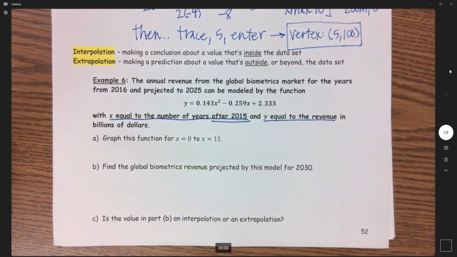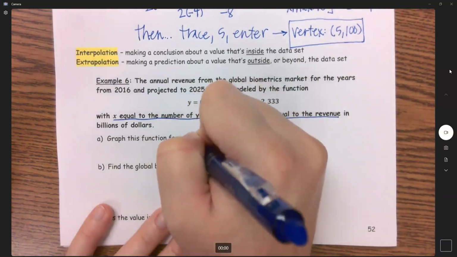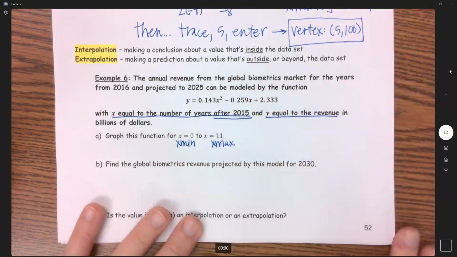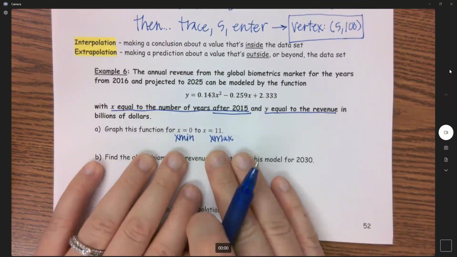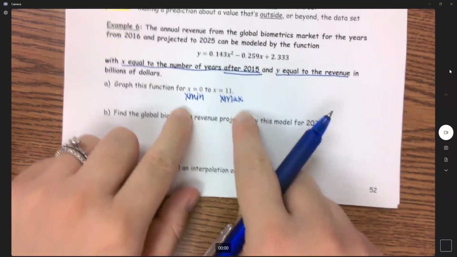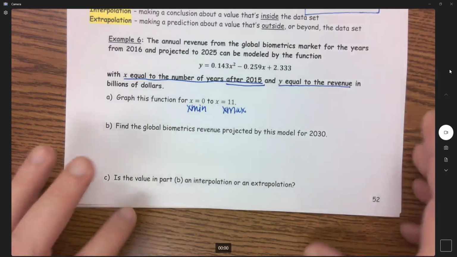So we first need to graph this function for x equals 0 to x equals 11. So this is my x min and my x max. This right here is an example of when zoom fit is perfect. When they give me a range of where to graph along that X value, but nothing about the Y window, that's when you're using that zoom fit.